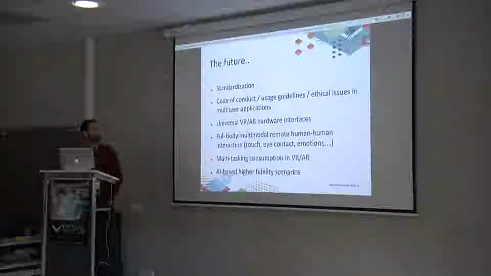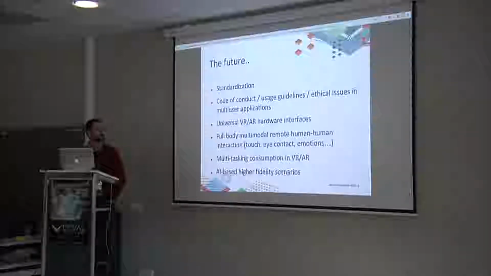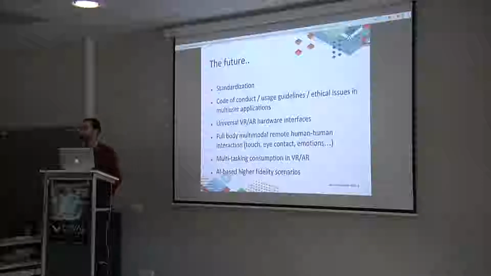We think that full-body multi-modal remote human-human interaction will be permitted, both for touch, eye contact, emotions, and so on. We think also that multitasking consumption in VR and AR will be possible, so persons will be able to do multitasks in a VR environment. And finally, we think that artificial intelligence-based higher fidelity scenarios will permit a more realistic virtual environment in the future.